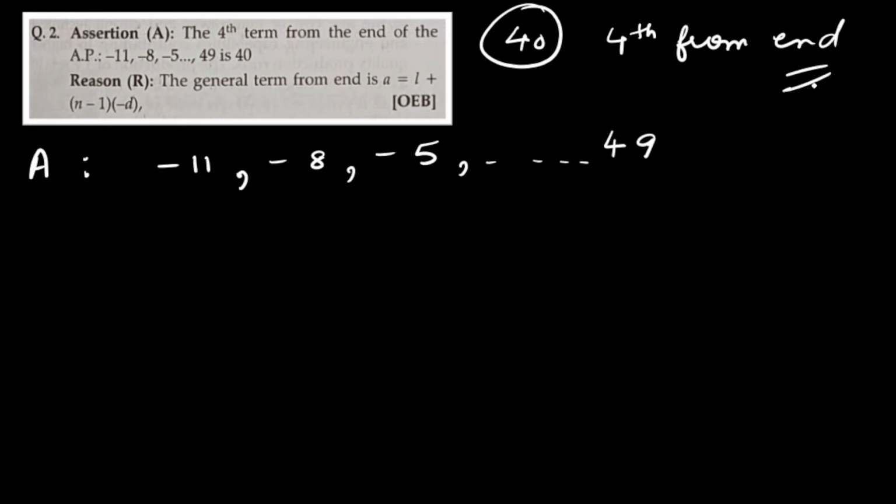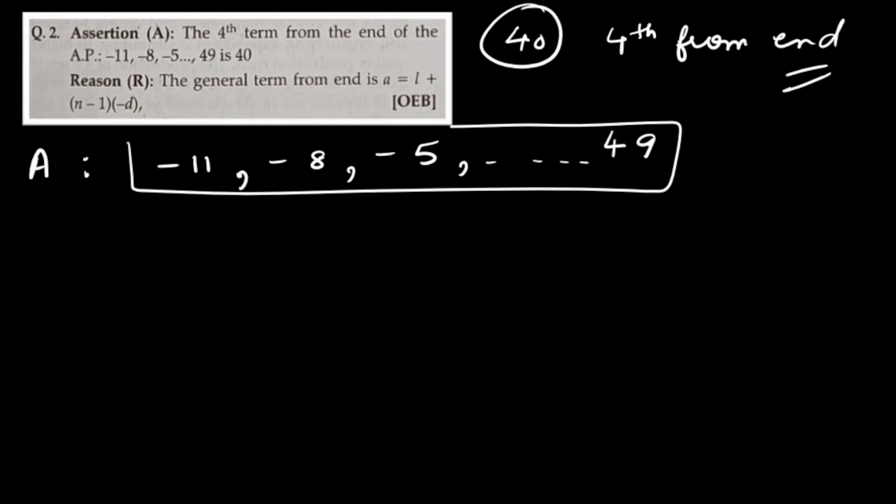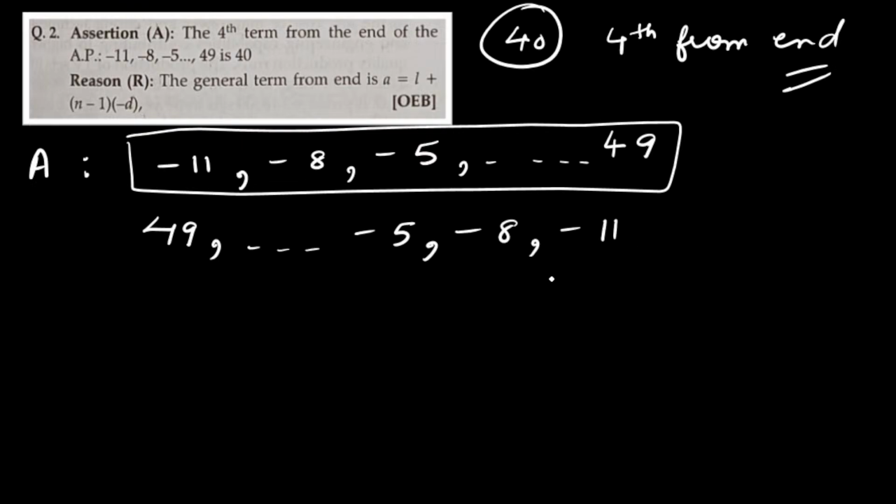So whenever you have to do this type of question, where you have to find some term from the end, you have to do one thing only. You just reverse the sequence. Write the sequence in the other way. Whenever you have to find any term from the end, write the sequence the other way. So it will be 49, and so on, minus 5, minus 8, minus 11. That's how you have to write the sequence.